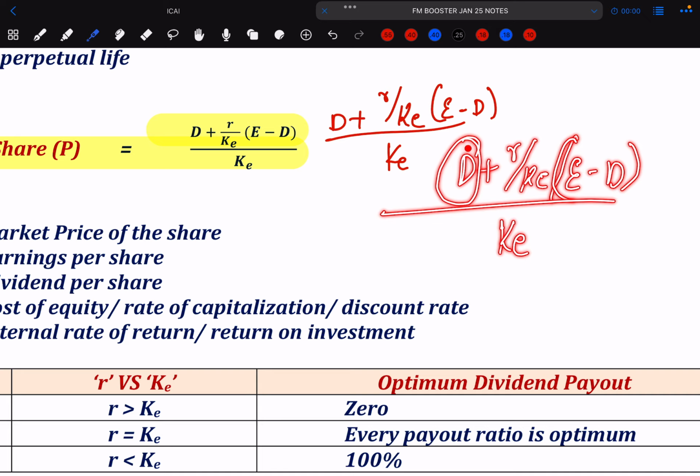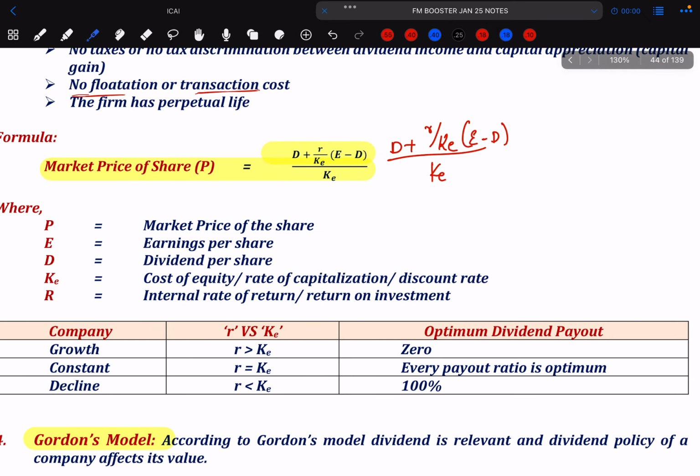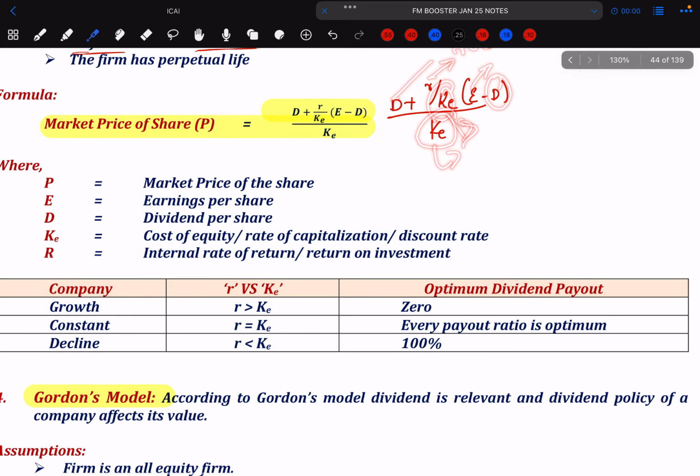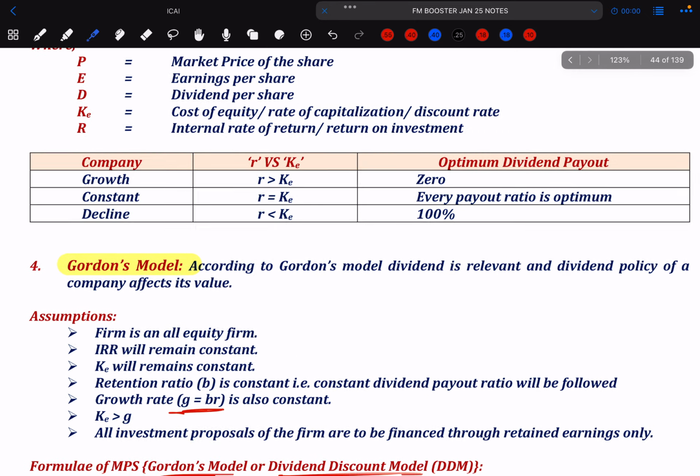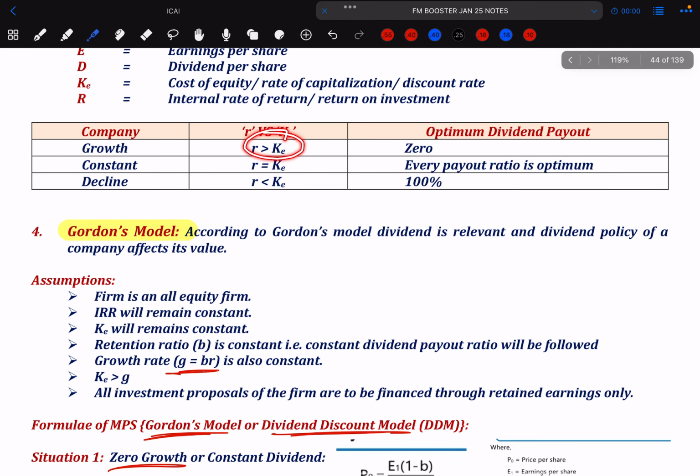Okay, so here D is dividend per share, R is the rate of return, whatever they call return on investment, and K is the capitalization or equity rate. E is earning, D is dividend, and K is the capitalization rate or cost of equity. So remember, this one is important.